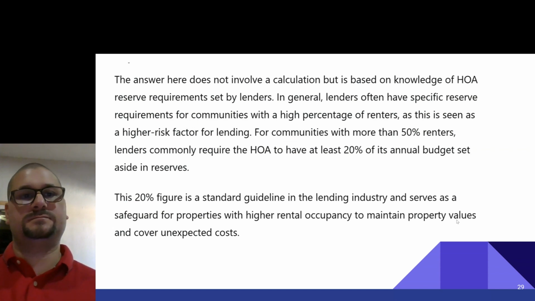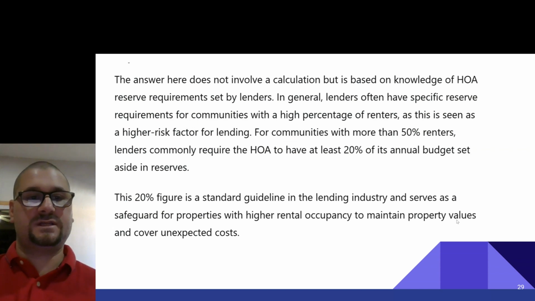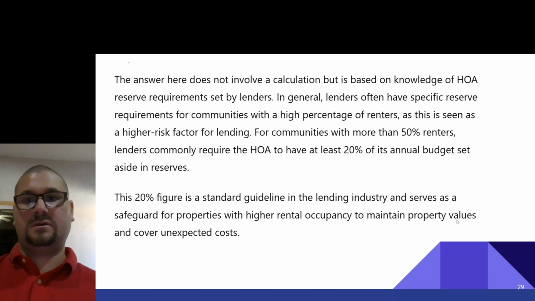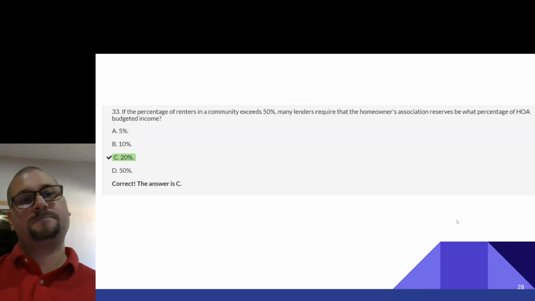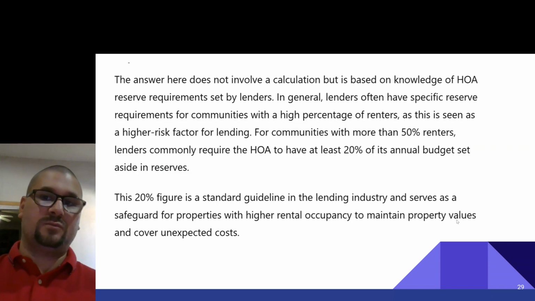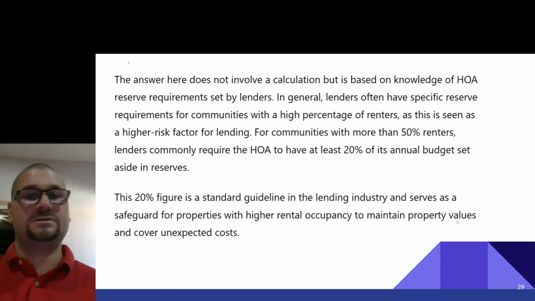So the 20% figure is just a standard guideline in the lending industry and serves as a safeguard for properties with higher rental occupancy to maintain property values and cover unexpected costs. So if the percentage of renters in a community exceeds 50%, many lenders require that the HOA reserves be what percentage of HOA budgeted income, and it's 20%. So for communities with more than 50% renters, lenders commonly require the HOA to have at least 20% of its annual budget set aside in reserves.